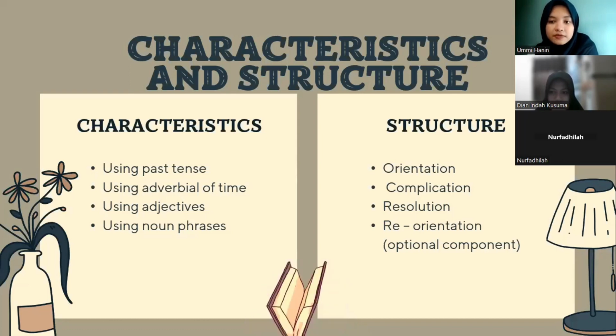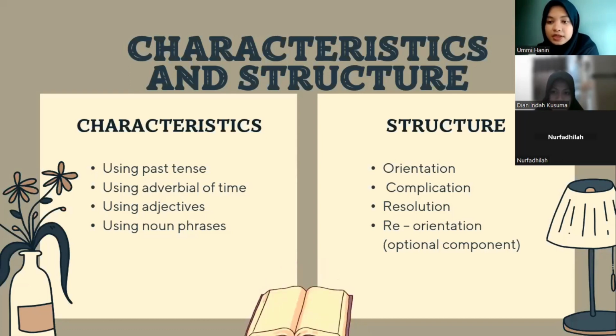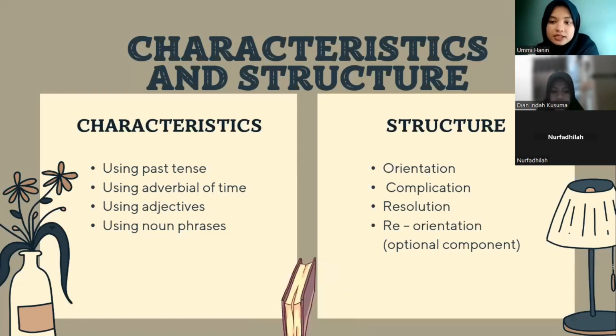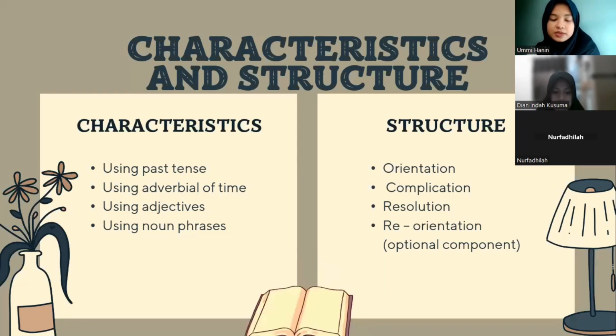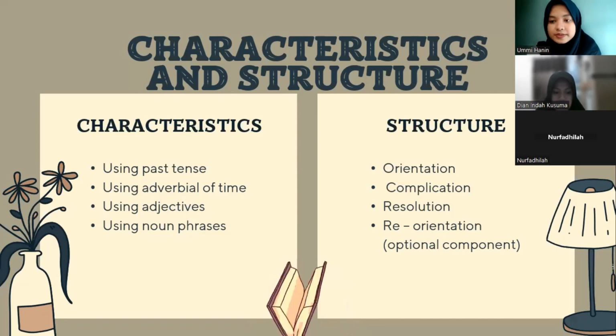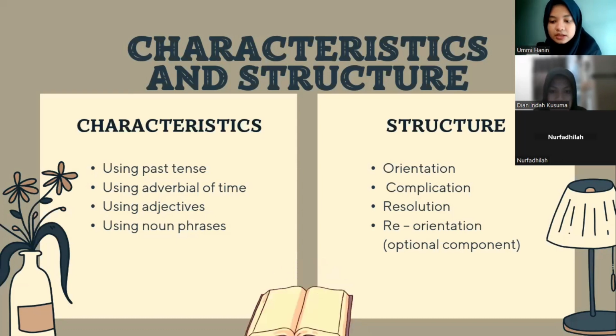Adjectives in narrative text help create a more detailed and vivid story. Noun phrases: in narrative text, noun phrases can be used to give more detailed description, highlight certain parts of a character or setting, or explain complicated ideas concisely. The next is the structure of narrative text.